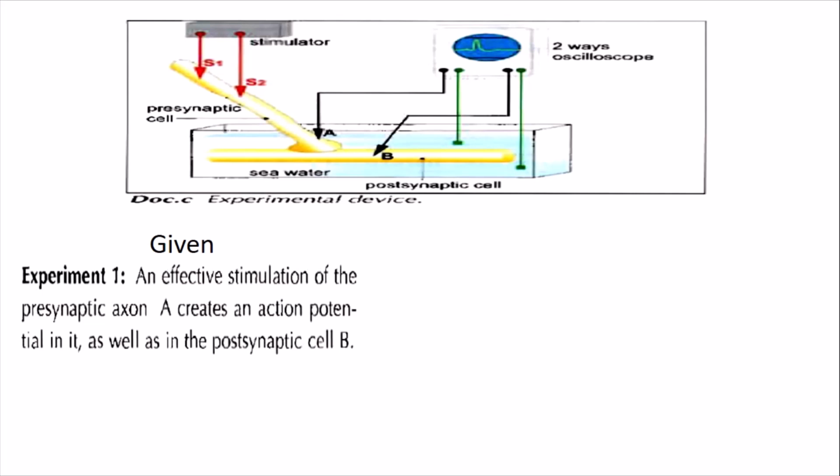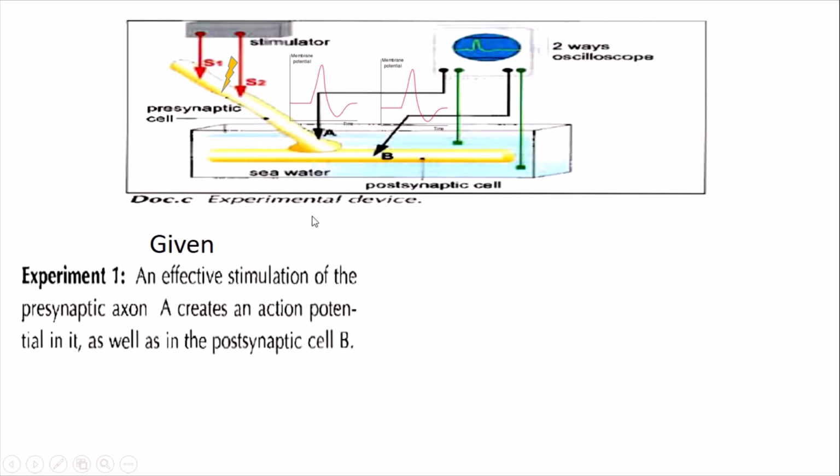In this experiment, we actually had 3 experiments for this document. This is the setup here. You see we have a presynaptic cell, neuron A, connected to another one, B, placed in seawater. We have a stimulator at one side, and the oscilloscope recording the electric activity of these cells. So in the first experiment, an effective stimulation of the presynaptic axon A. Again, effective means it's above threshold, so it should form an action potential in A. It creates an action potential in A, no surprise here, as well as in the postsynaptic B. So what they're saying here is we apply the stimulation on A somewhere, and we got an action potential on both A and B.